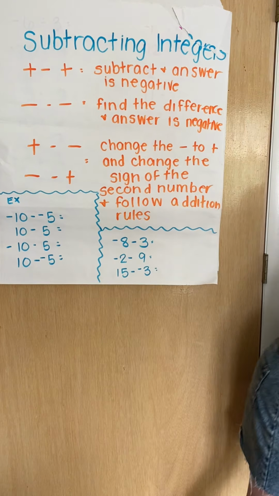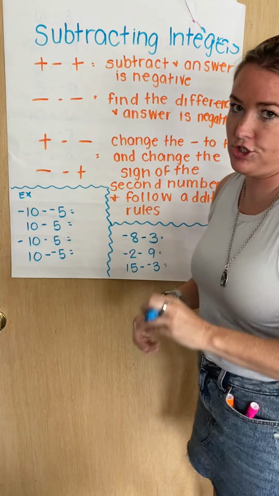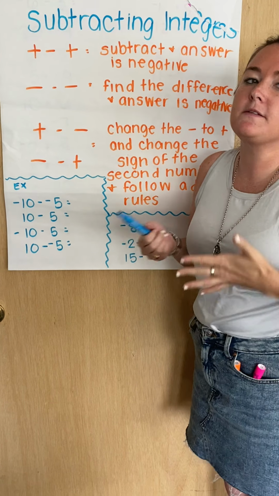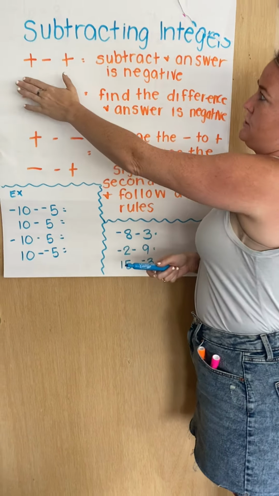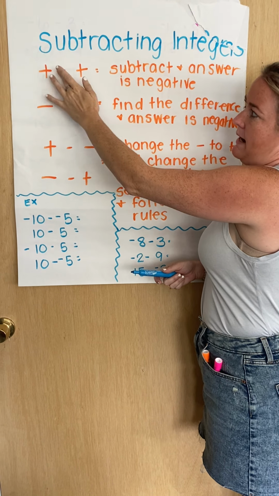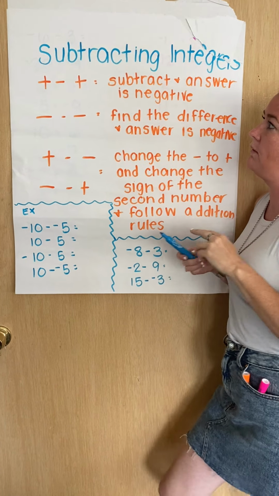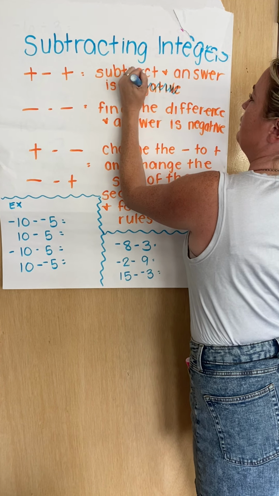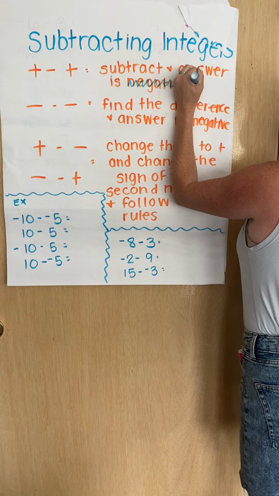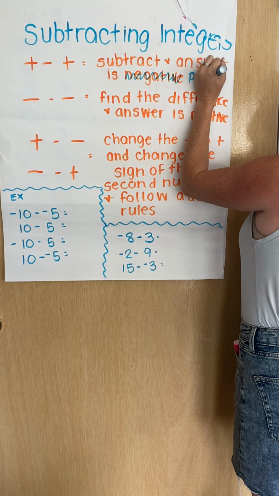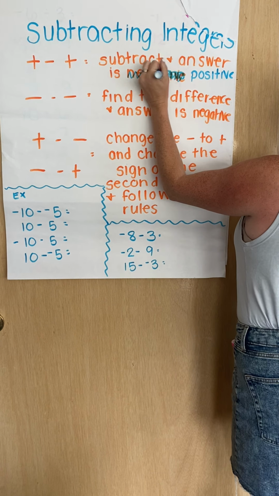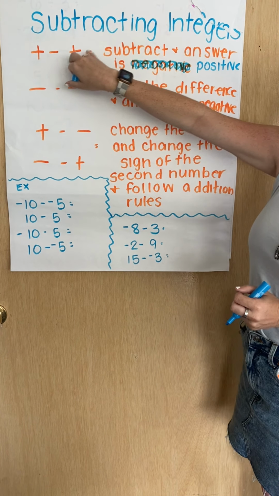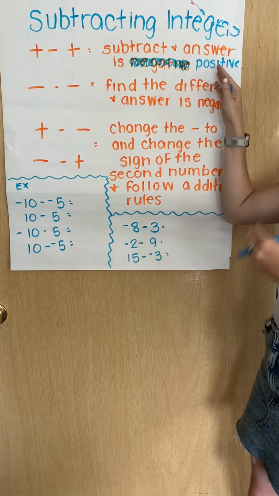Okay, next up is subtracting integers. When you subtract a positive minus a positive, so just regular math that we've been doing our whole lives, you're going to subtract, and your answer is going to be positive. Sorry about that, I thought I did this one first. So when you're doing a positive minus a positive, subtract, and your answer is going to be positive.